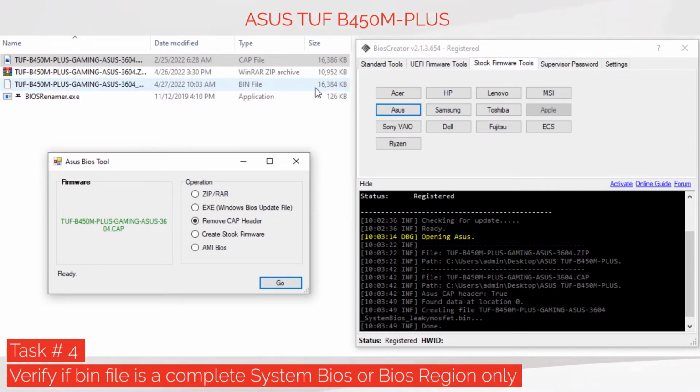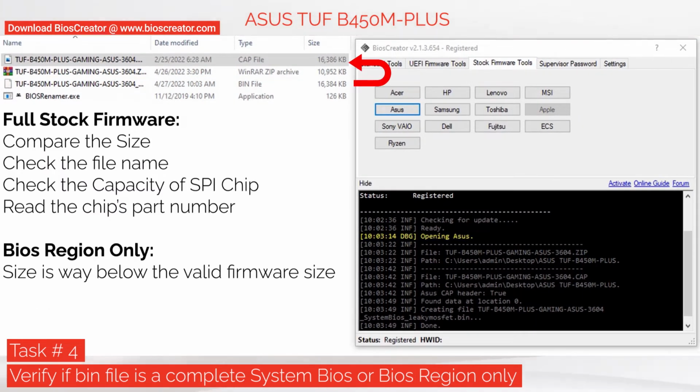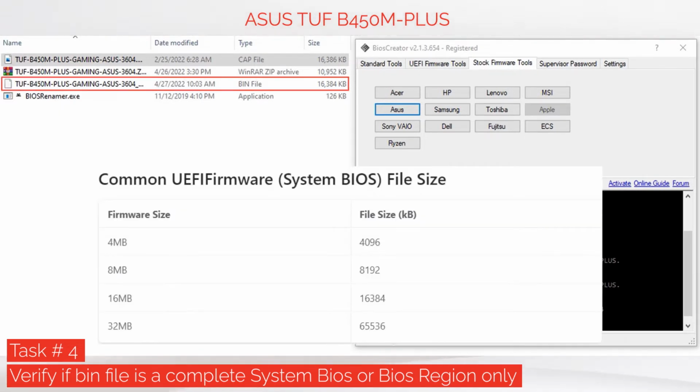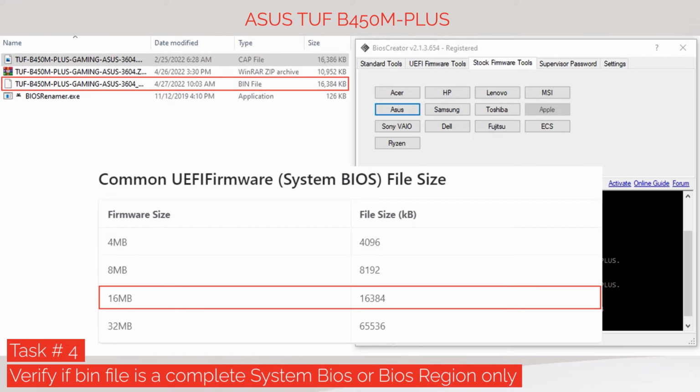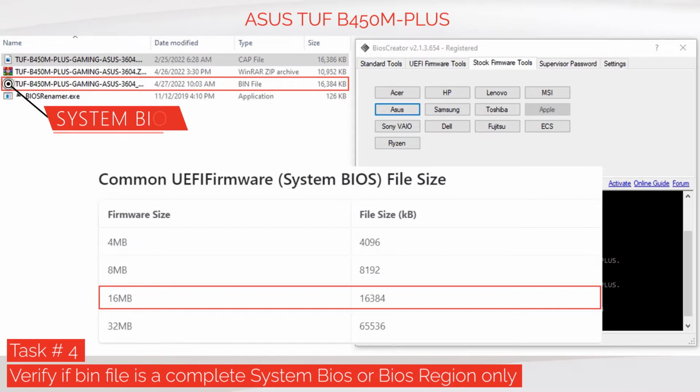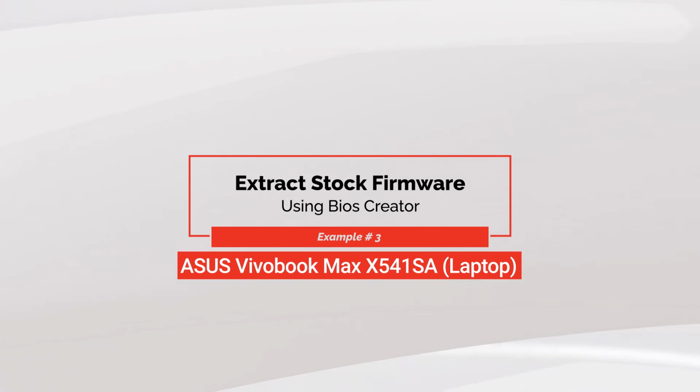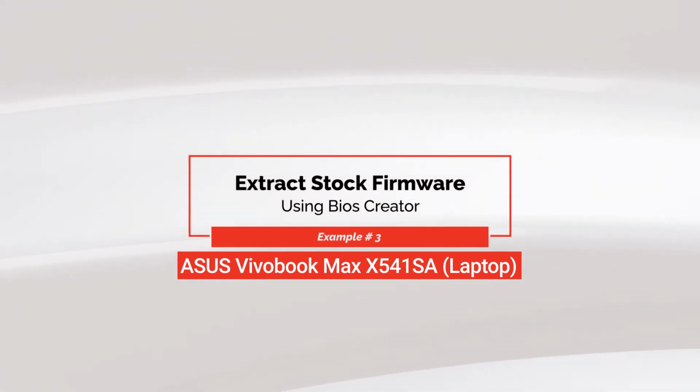Next, we will verify again if this bin file is a complete system BIOS or BIOS region only. As I mentioned in our first example, if the extracted system BIOS has the same size as your backup, then this is a full stock firmware. Also, we are going to check the valid firmware size if this bin file is a valid firmware for system BIOS. As you can see, the bin file size is 16,384 kilobytes, while the valid firmware for system BIOS is also 16,384 kilobytes. So this bin file is a valid firmware for system BIOS. We will now proceed to our example number 3. We are going to extract stock firmware for Asus Vivobook Max.